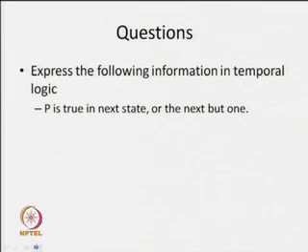Now, look at another one. I am saying: express the following information in temporal logic. So, basically we are going to reason about it. We have some behavior, and we ask whether we can express it with temporal logic or not. Express the following: P is true in the next state or the next but one. Here you just think that P is an atomic proposition. We are talking about one atomic proposition P, but since it is an atomic proposition or temporal formula, it can be replaced by any temporal formula phi also. That means P is true in the next state or in the next but one. Now, can it be expressed in temporal logic?